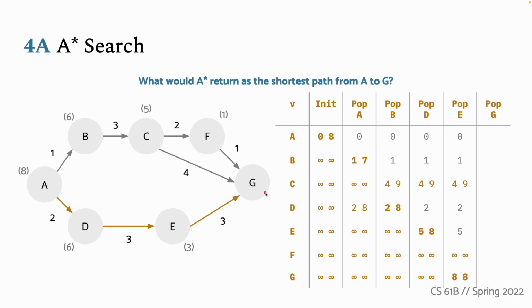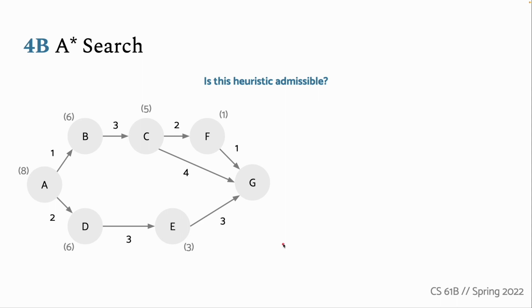which takes 8. Now, obviously, G has a heuristic of 0 to get to itself, because once you get to G, you're already there. So we have a final value of 8, and at this point, we pop G, and we're done. We found our shortest path. It takes 8. We're not even going to keep exploring this upper value. Now, is this heuristic admissible? I'll give you a chance to think about it.